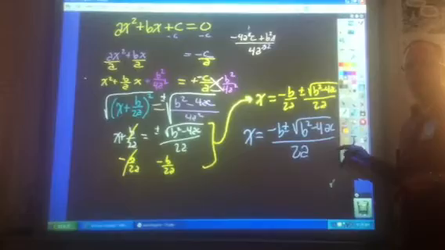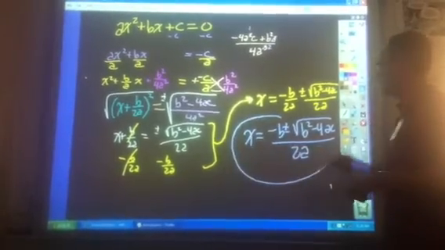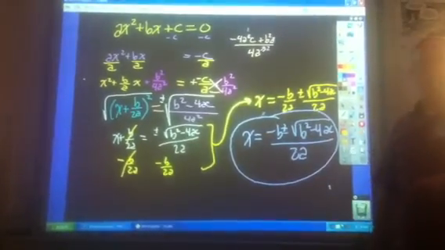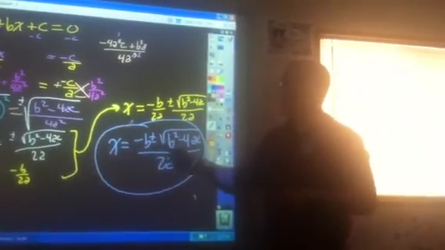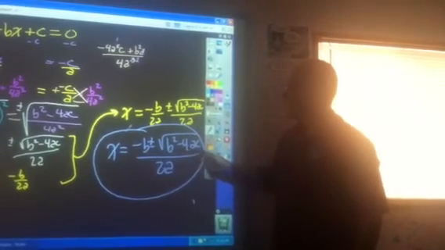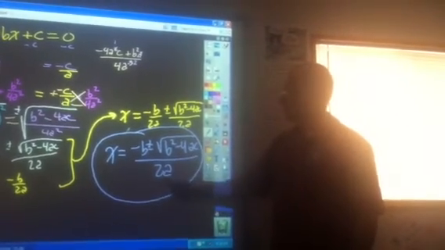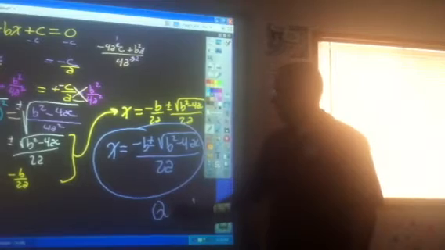You want to know how you're going to remember this? You're going to sing a little song, and this is how the song goes. X is equal to negative b plus or minus square root b squared minus 4ac all over 2a. This is the quadratic formula.